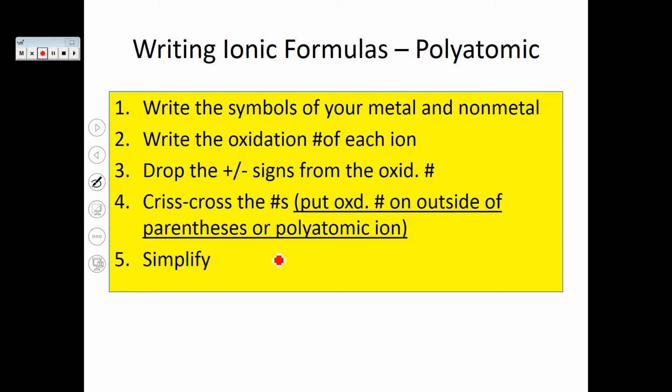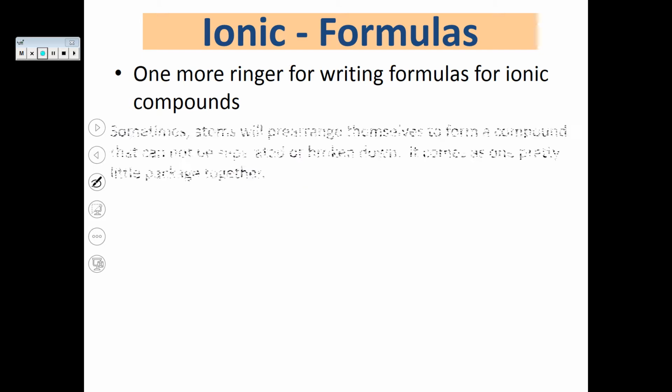So for writing the ionic formulas for polyatomic ions, if your ionic compound contains a polyatomic, you write the symbol of your metal and your nonmetal, you write the oxidation number of each ion, you drop and swap, and if you have an oxidation number other than 1, you have to put it on the outside of the parentheses of the polyatomic. So an added step would be you have to make sure you have a polyatomic in the name, and we'll go through that with the next couple of examples. You'll be able to tell you have a polyatomic because it has a weird suffix that will throw you off.